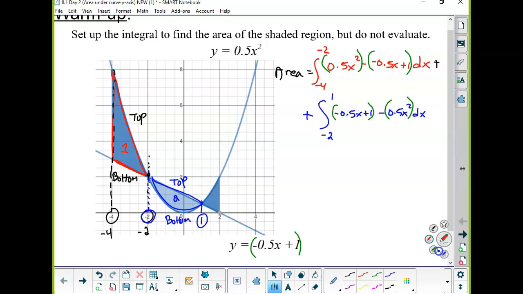Okay, and then the final piece is the area of the curve right here. That's the third section. That goes from 1 to 2. So I would have to add the integral from 1 to 2. But now my top function has changed again. It's the parabola. And then we're going to subtract the bottom function, which is the linear. And again, this one you have to have those parentheses around the bottom function. I would just suggest writing it around everything.